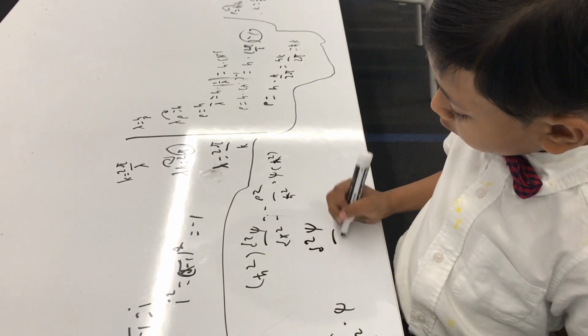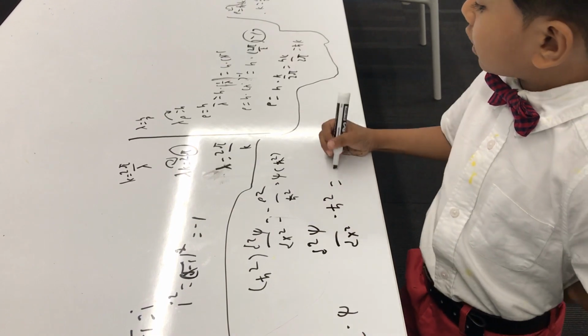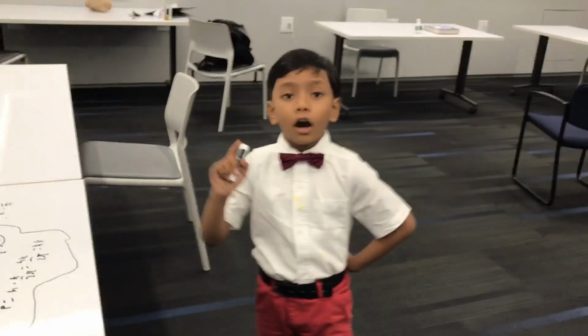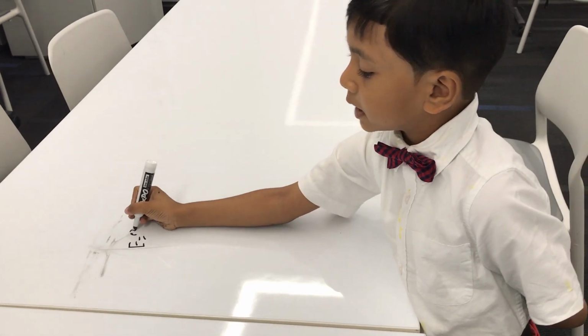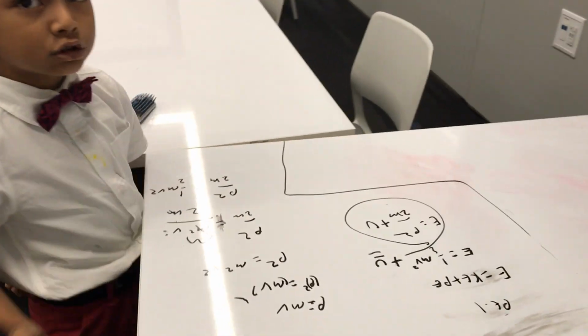d squared psi over dx squared times reduced Planck constant squared is equal to minus p squared psi. And that is the end of part 1. Part 2 is over 2m plus psi u. If you haven't seen, it is right here. That circle on there, you see? It's right there.